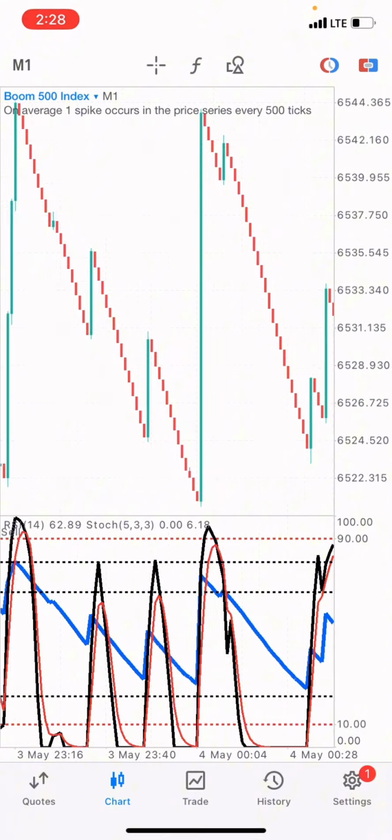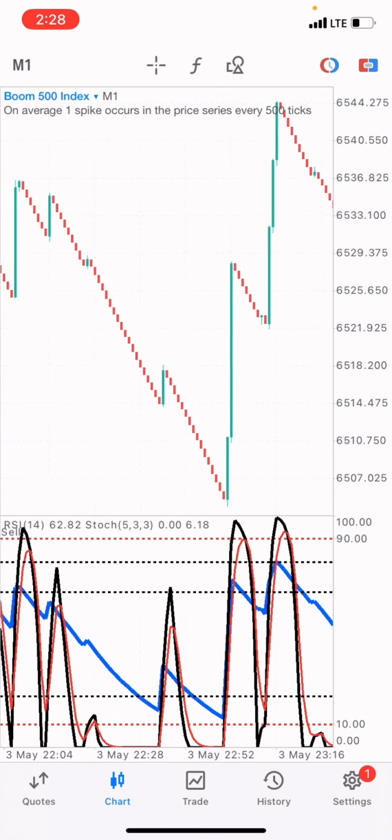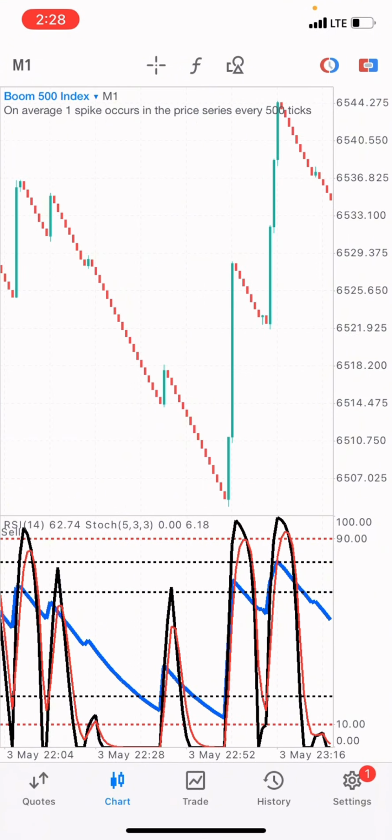So I've shown you guys the parameters and setup for you to make profit from this trade. I'm going to do another strategy with this same setup and show you how you can make profit on the Crash 500 index market. That's going to be in the next video.